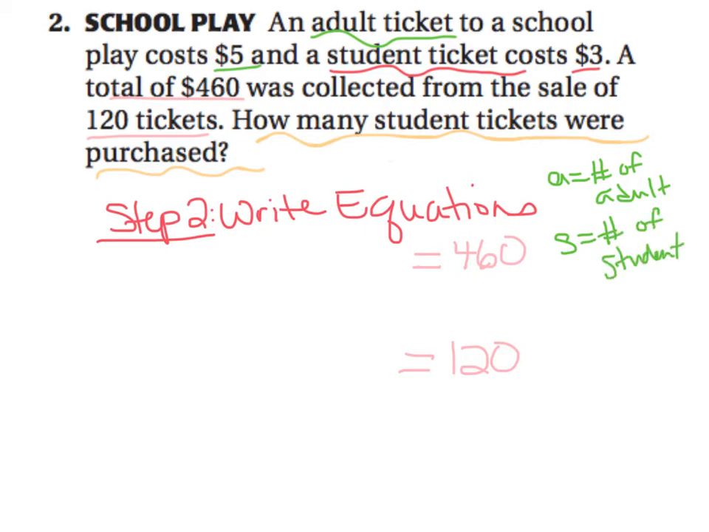So now I'm going to use those to help me out. I'm going to end up with two equations here, and I'm going to use these totals. This is the total amount of money, and this is the total amount of tickets. So I'm actually going to make two equations, one with money, one with tickets. I'm going to start with my money one.